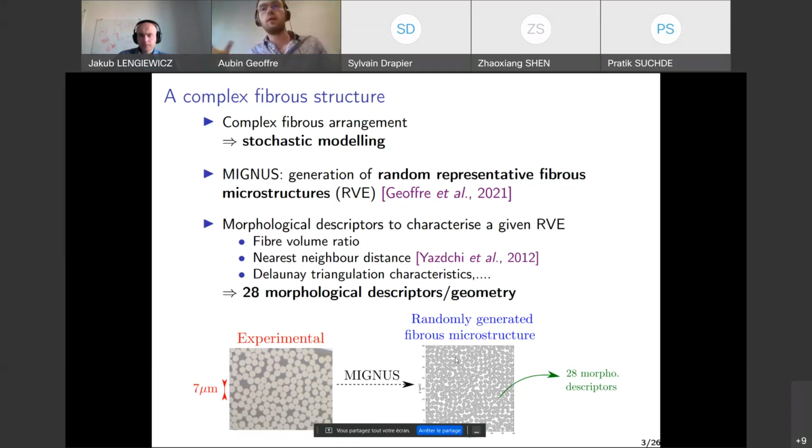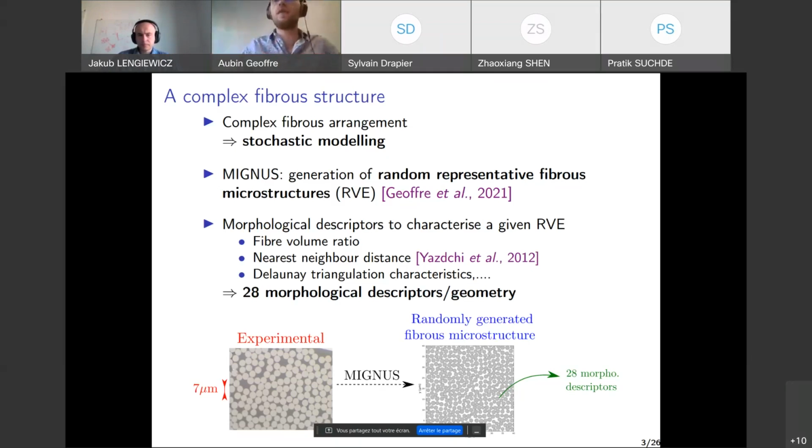Once we have this fibrous structure, we need to characterize its geometry, the pore structure. We have identified several morphological descriptors, from really simple ones, such as the number of fibers or the fiber volume ratio, to more complex ones, such as nearest neighbor distance or Delaunay triangulation characteristics. In the end, for a given geometry, we have 28 morphological descriptors to characterize the pore structure.